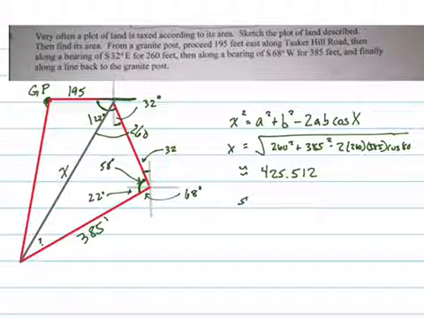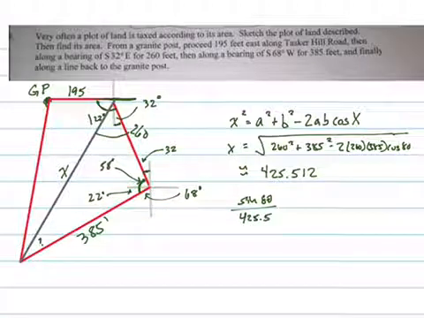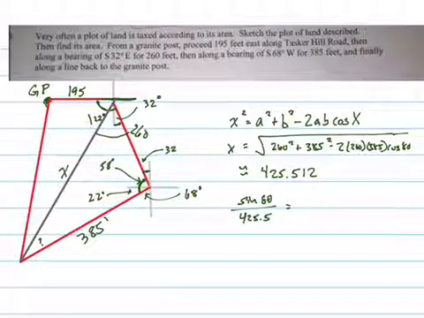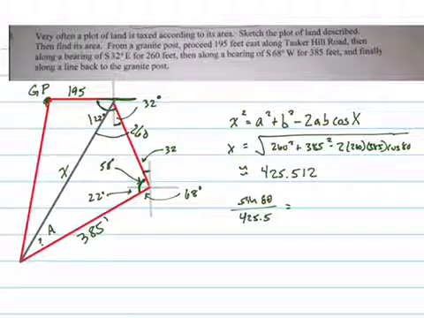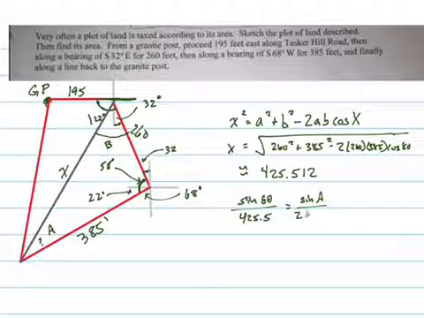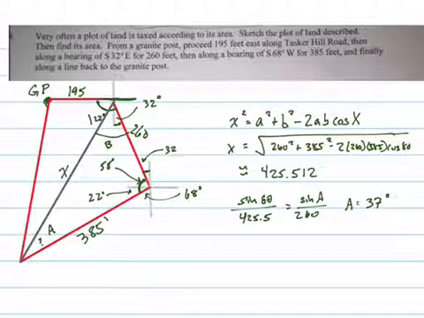So that's x, and now I can find the angles by using the law of sines. So I know that the sine of 80 over 425.5, I'll round it, equals the sine of A over 260, where we'll call this angle over here A, and this angle up here B. Which means A equals... and they all add up to 180. So A is 37, and then B, if you did the same thing, you'd get 63 degrees. And that all checks out.